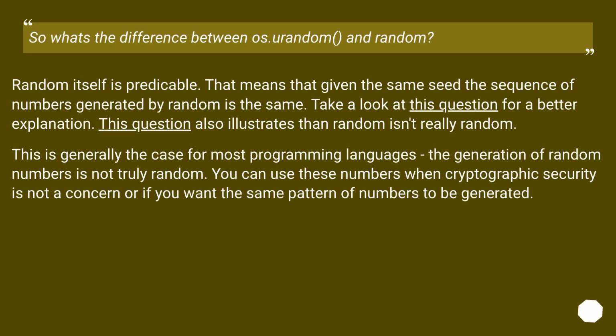So what's the difference between os.urandom and random? Random itself is predictable. That means that given the same seed, the sequence of numbers generated by random is the same. Take a look at this question for a better explanation. This question also illustrates that random isn't really random. This is generally the case for most programming languages. The generation of random numbers is not truly random. You can use these numbers when cryptographic security is not a concern, or if you want the same pattern of numbers to be generated.